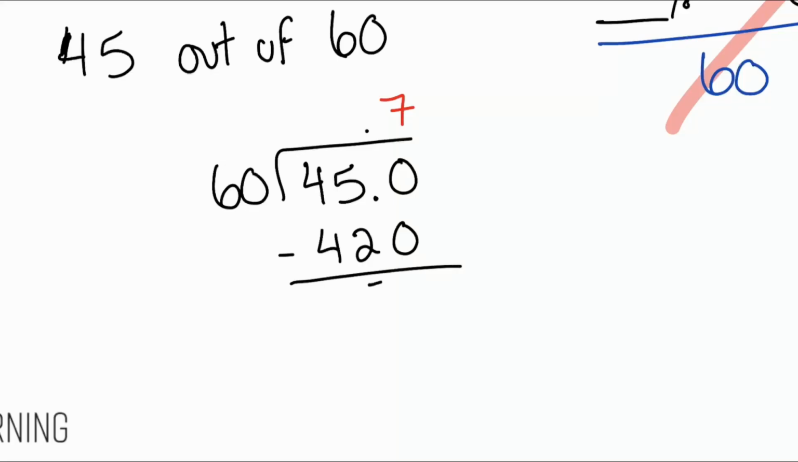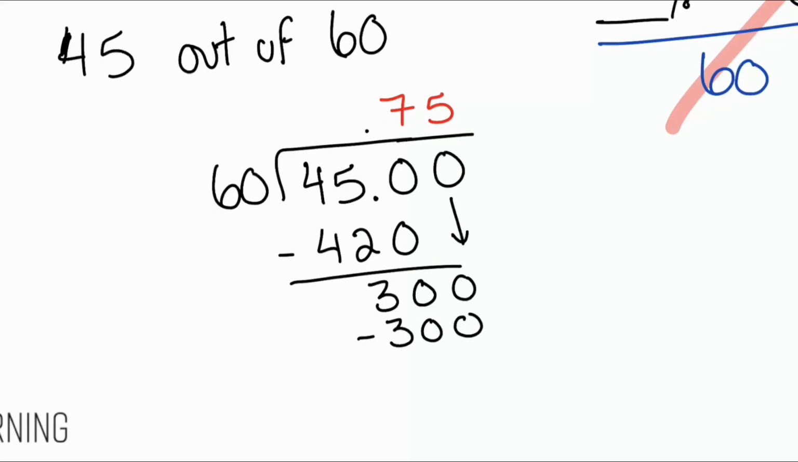When we subtract, we have 30 left. We'll take one more 0 right there, drop it to get 300. Everyone, how many times does 60 go into 300? 5 times. That is correct. And so we'll write the 5 right here. And so we have 0.75 or 75 hundredths. That's going to be our answer.